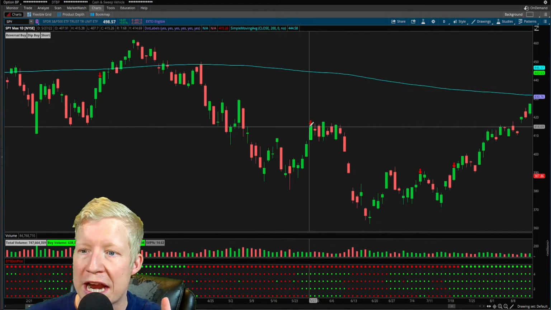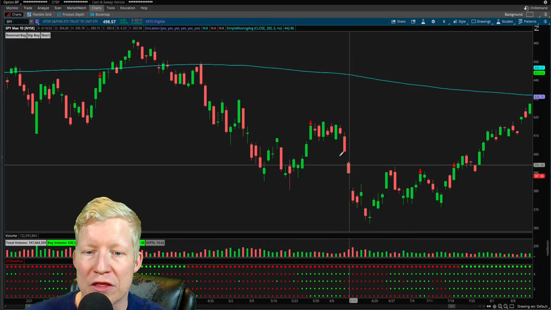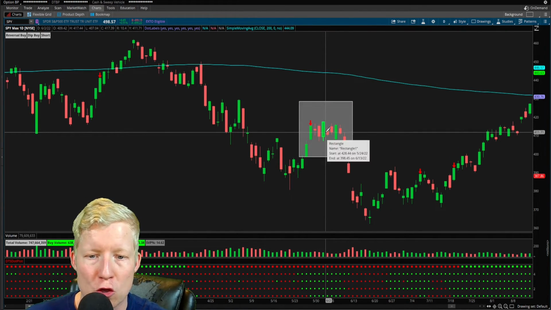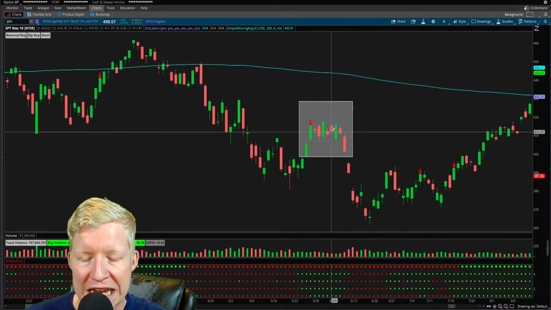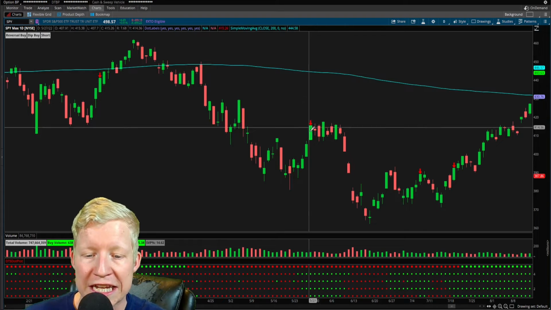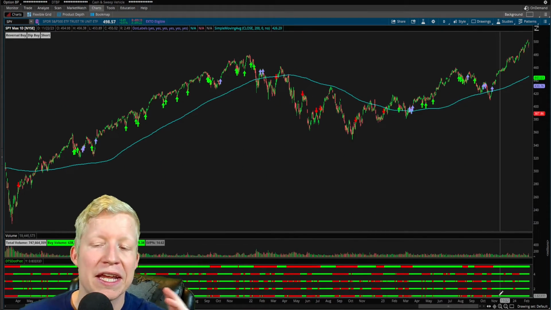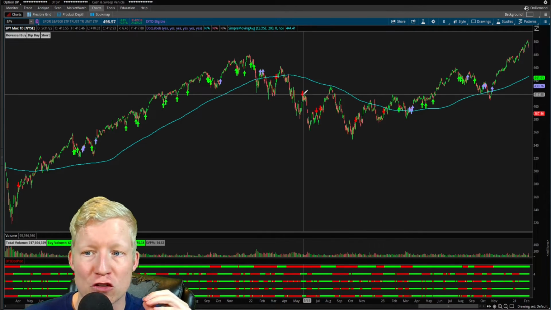But you only see one arrow. I only have the arrow set to turn on the first time it crosses. If you were in this scenario in real time, this short label would have been lit up every day that it was true. But I set the arrows to only show on the day that it crosses, just to keep the chart clean and to really show where the indicators first started.